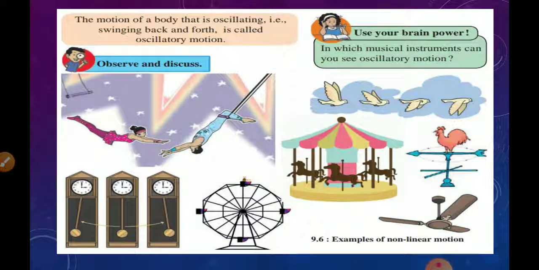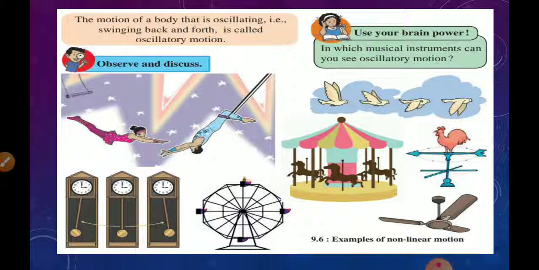Oscillatory motion. What is called oscillatory motion? The motion of a body that is oscillating, swinging back and forth is called oscillatory motion. This oscillatory motion is also a kind of which motion? Non-linear motion. Linear motion means motion in a straight line is called linear motion. The other than that is called non-linear motion. Okay.